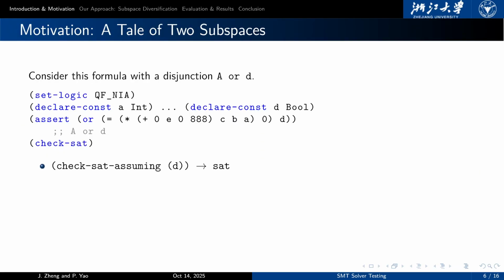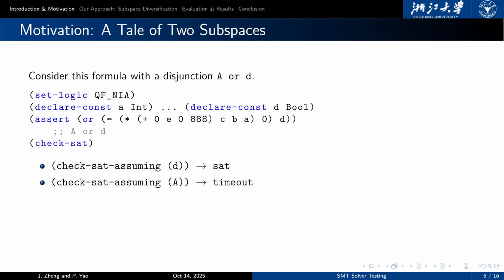So let me show you a motivating example. It triggered a real bug in CVC4. Consider this simple formula. It contains a disjunction A or D. The formula is satisfiable if A is true or D is true. We ask the solver to assume D is true. It returns satisfiable instantly. This explores one part of the solution space. It's the subspace where D holds.